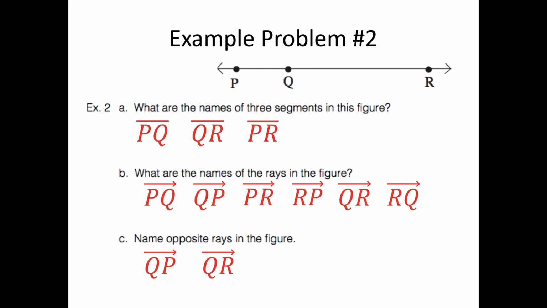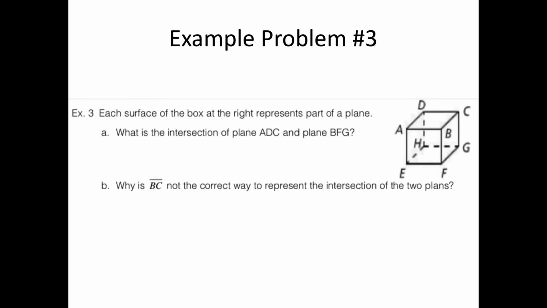Okay, the final thing we got to work on is a question on planes. So each surface represents a plane. What is the intersection of, and you got to learn how to, it's tough to do because we're looking at a 3-dimensional thing in 2 dimensions, so you got to sort of learn how to do this. So what is the intersection of ADC, so that looks like the top of the box there, and plane BFG, so that's like the side of the box there. So what's the intersection of the top of this box and the side of this box? It's going to be that line right there, which is line BC.